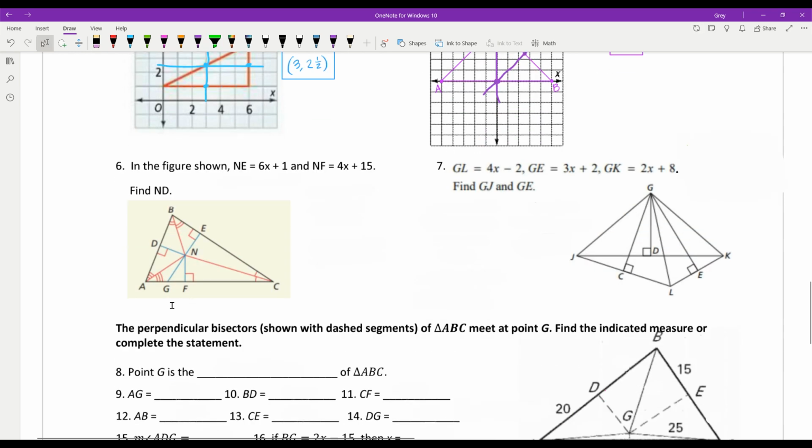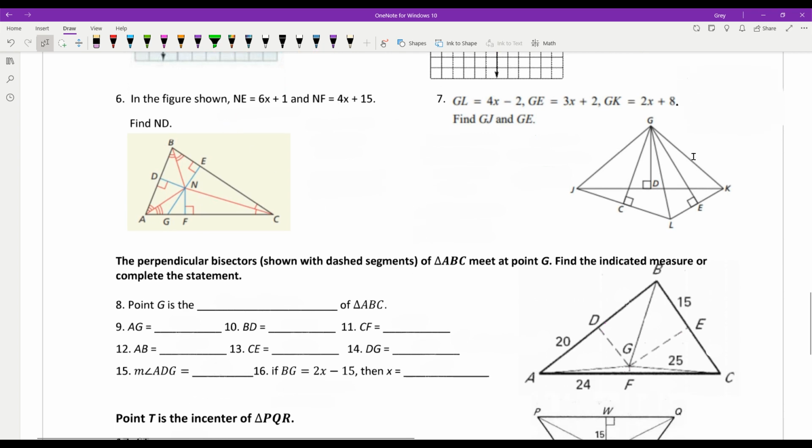All right, in figure number 6, in the figure shown, NE is 6x plus 1 and NF is 4x plus 5. Find ND. So I'm looking at the picture. I've got angle bisectors. If it's angle bisectors, that means it bisects the angles, so it's equidistant to the sides. So I know NF has to be equal to NE, has to be equal to ND. Those all have to be the same.